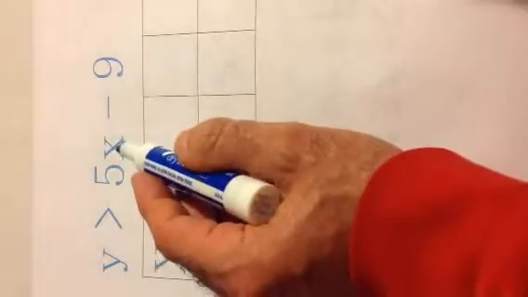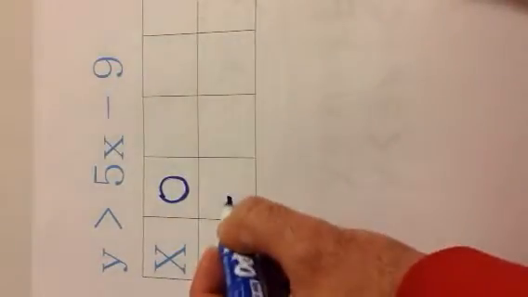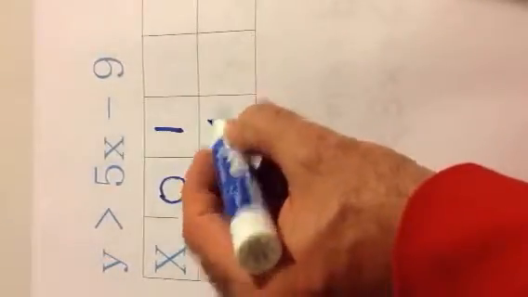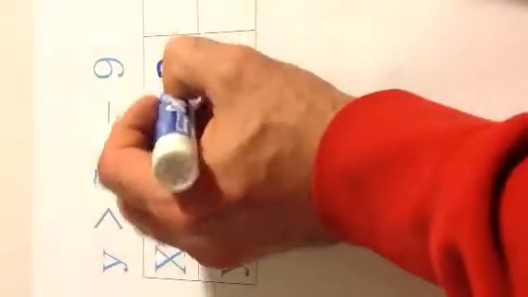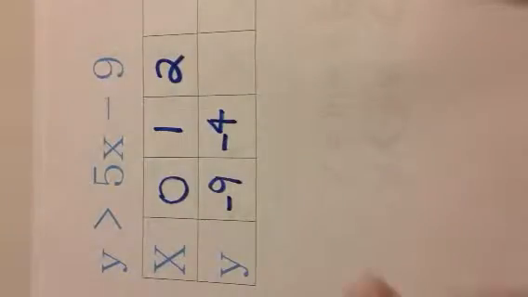So 5 times 0 is 0. 0 minus 9 is negative 9. And so forth. We can put a 1 for x. 5 times 1 is 5. And 5 minus 9 is negative 4. And so forth. I'll do one more. So 5 times 2 is 10. And 10 minus 9 is 1. So that's the same way we would do a linear equation.